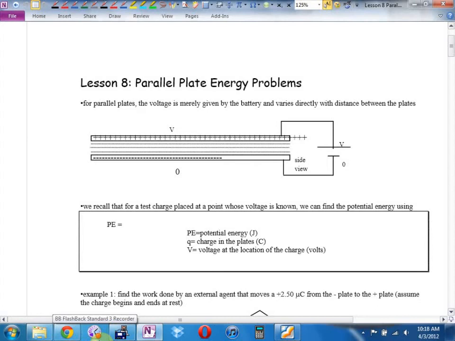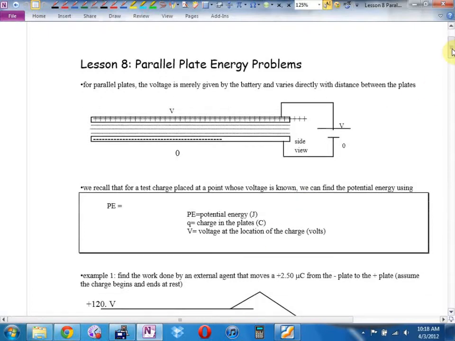So we looked last day at parallel plate force problems. Today, parallel plate energy problems. And in fact, in the homework that I went over, Nicole and Mitchell, that equation is going to be showing up an awful lot. We're going to often end up with QV equals a half mv squared. So, a couple of reminders.